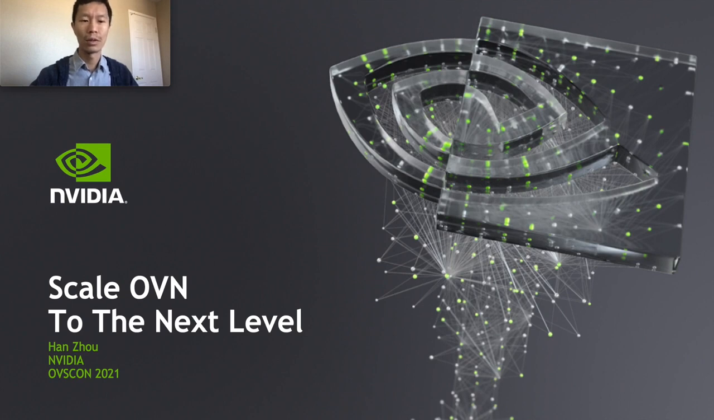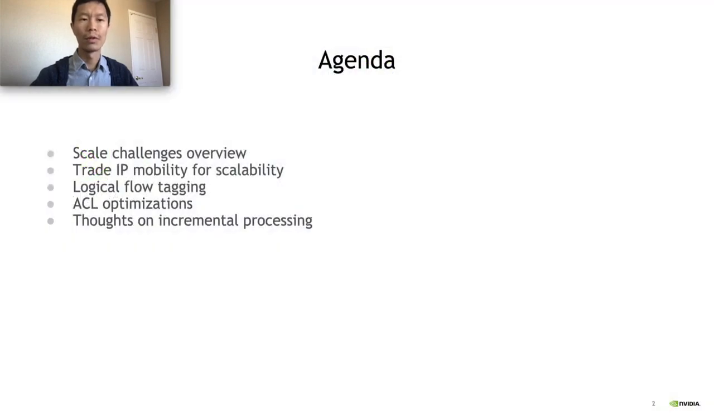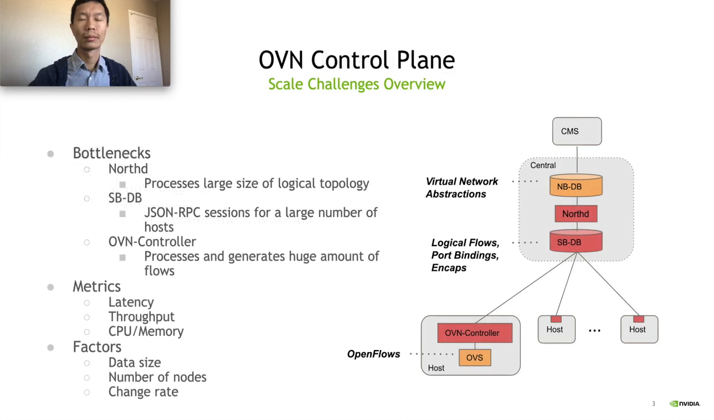Today my topic is scale OVN to next level. I have some overview for scale challenges and then talk about some important optimizations for OVN control plane, primarily for OVN controller, and then some thoughts on incremental processing. Let's look at OVN control plane.